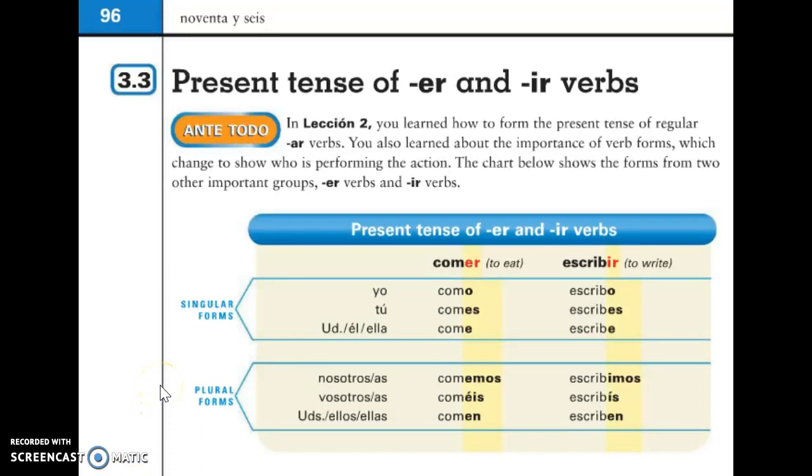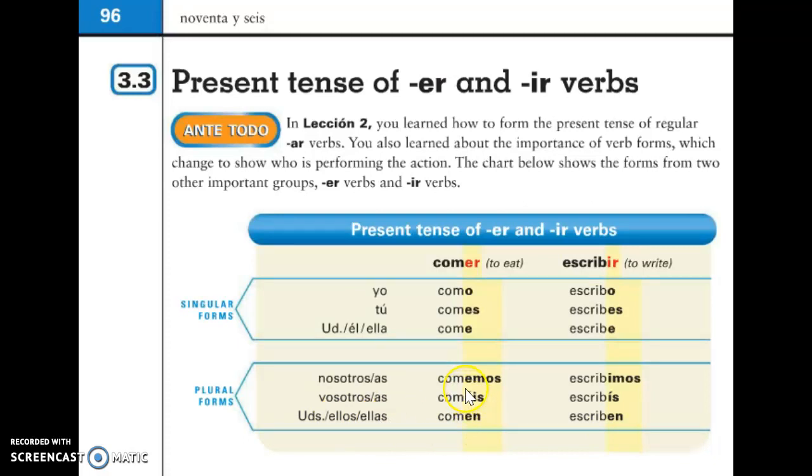You will find that the endings are very similar to the AR endings. As you may remember, the endings for AR verbs are o, as, a, amos, an. And with the case in ER and IR verbs, all of the endings are the same except for in the nosotros form. So the endings are o for yo form, just like in the AR verbs, es in the tú form, e in the usted, él, ella form, and en in the third person plural, ustedes, ellos, ellas form.